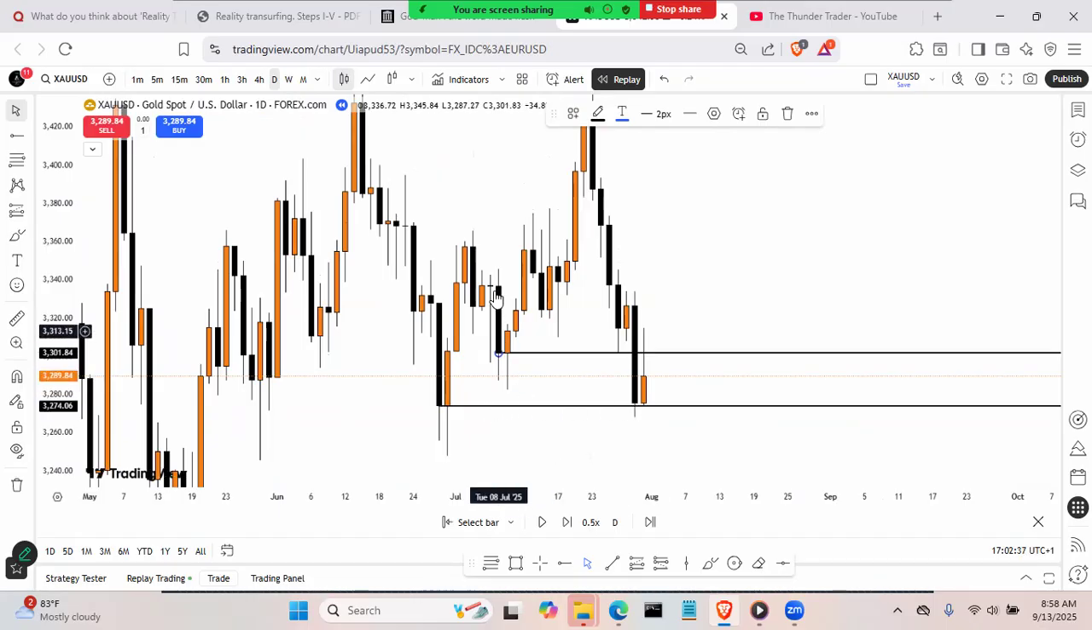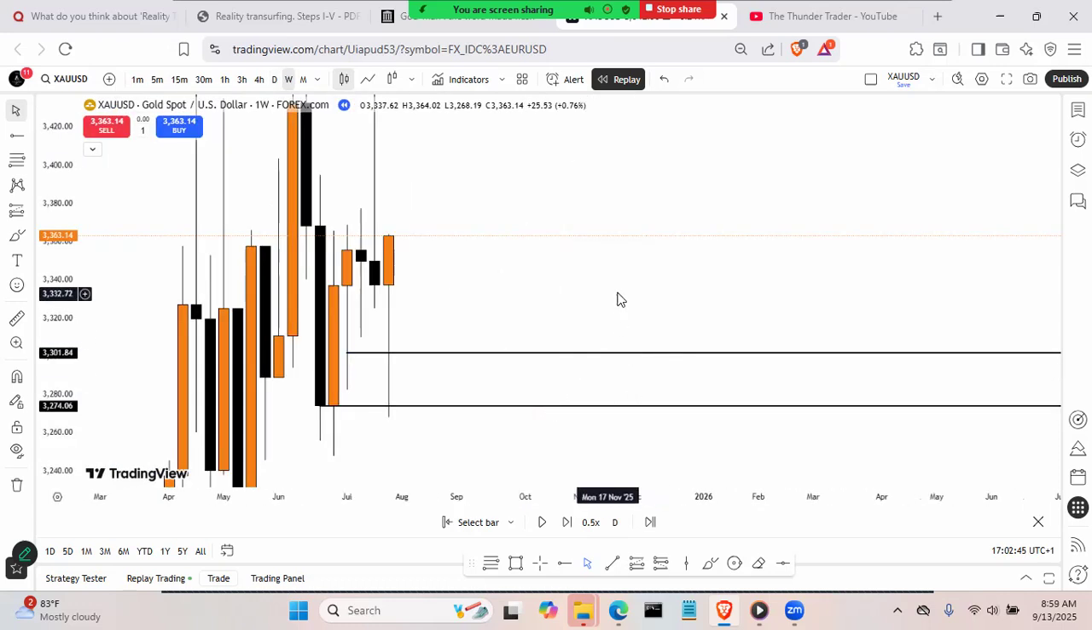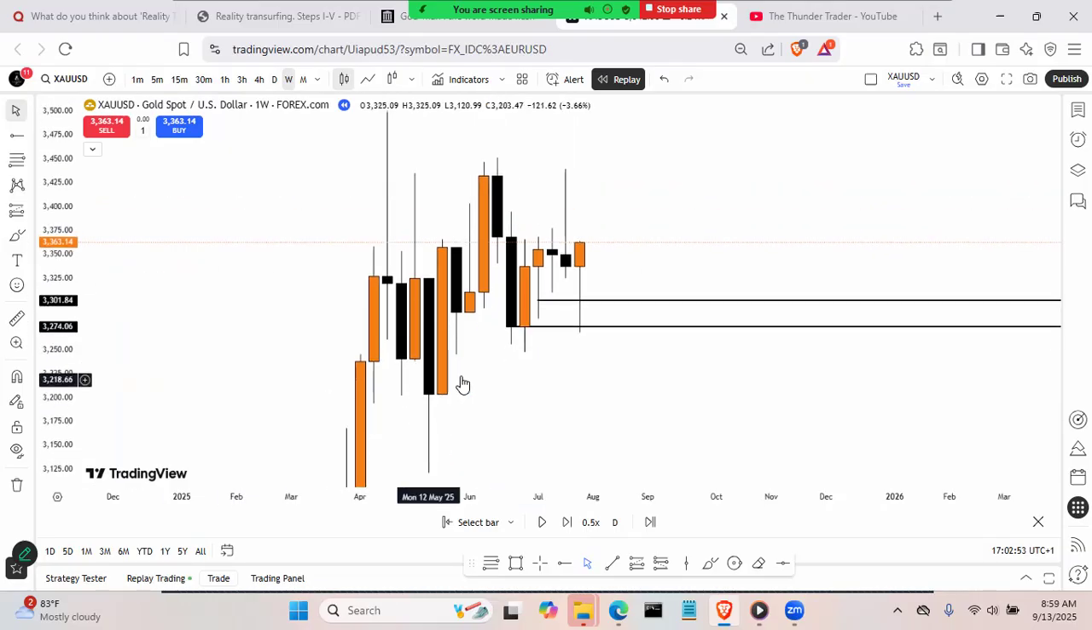So for someone who may have actually checked the weekly time frame, you will see that this lower key level was actually resting on the support level from the weekly time frame. So I would want to use this one and not this one that's hanging on the weekly candle.